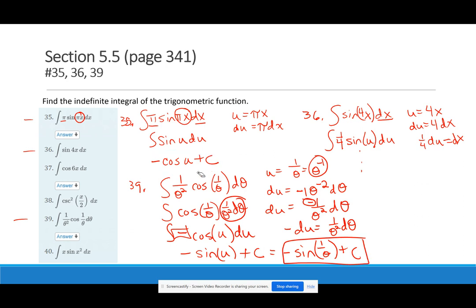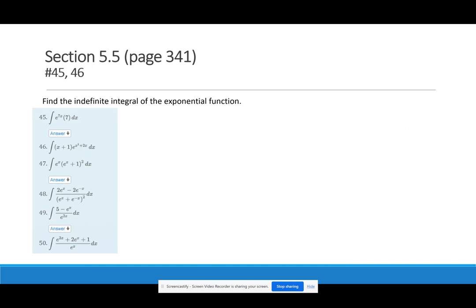And on this one, what I had circled was not my final answer. I forgot to replace my u. So that would be negative cosine pi x, okay, plus c would be my final answer. And that's one you might have gotten just by doing pattern recognition instead of the u substitution. Right? All right, another one in 5.5 that you tackled was finding the indefinite integral of an exponential function.